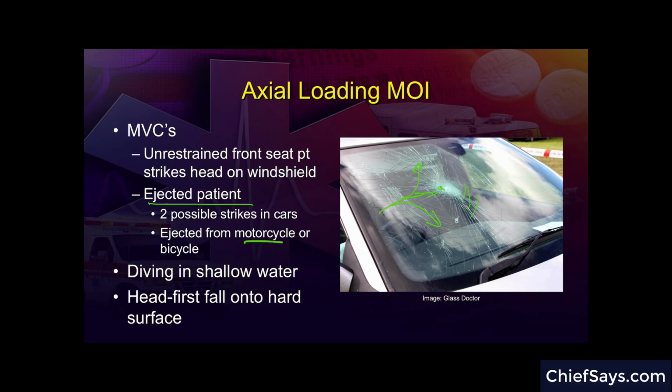If somebody's on a motorcycle or a bicycle, they probably won't be striking a windshield. They'll be traveling up and over the motorcycle handlebars and then landing, potentially striking their head in a very similar pattern to that of shallow water diving, but probably at significant speed and striking probably hard objects.